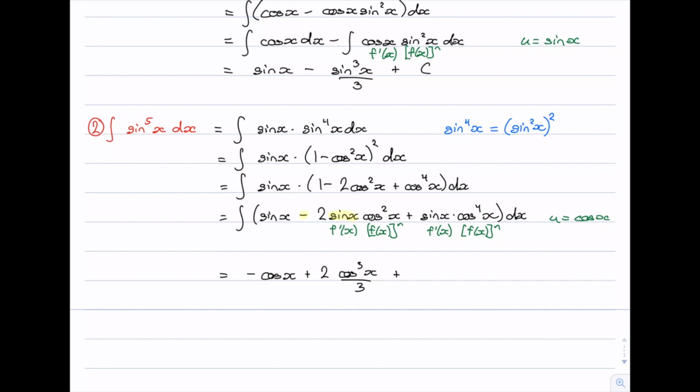Okay, let's see what happens here. Again, f of x is cos. The derivative of cos is negative sine. We don't actually have a negative sign, we have a positive here. So this needs to become a negative, so that we have 2 negatives to make the positive. Cos to the power 5x over 5, and then plus c. And that would be our final answer.